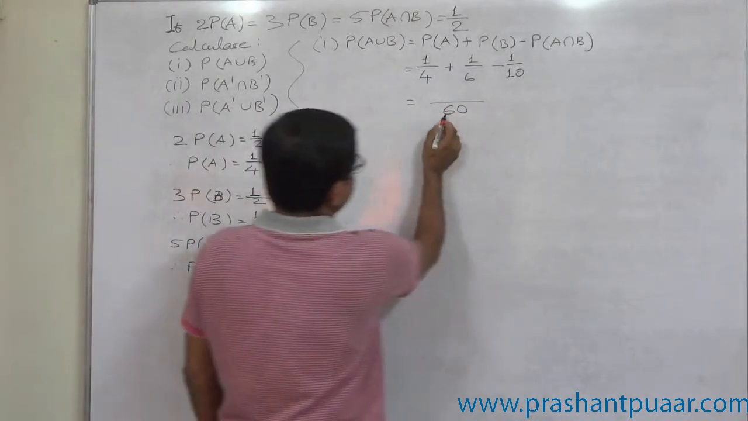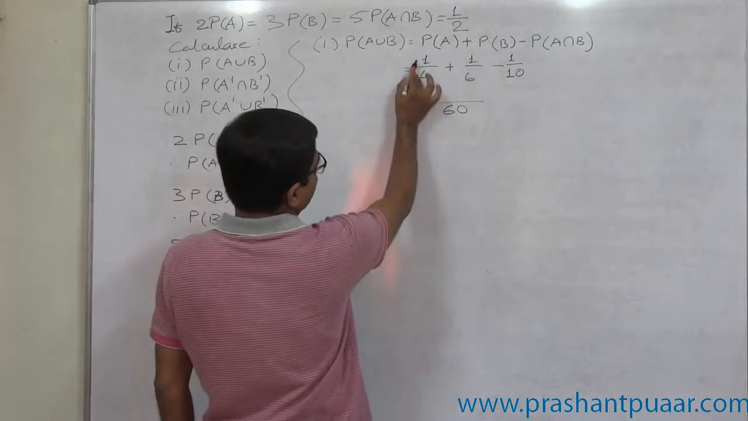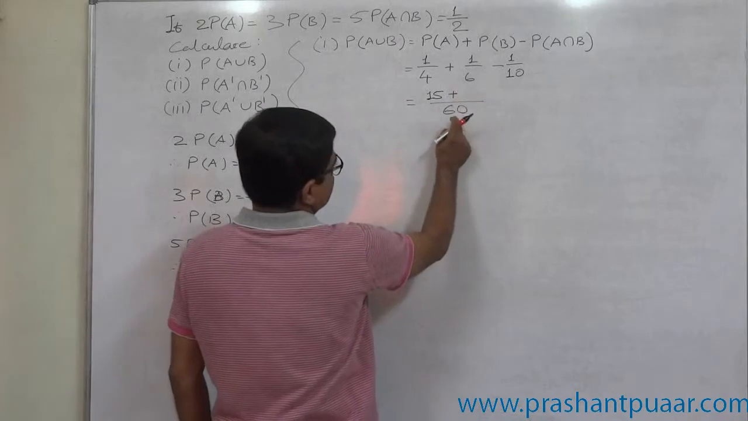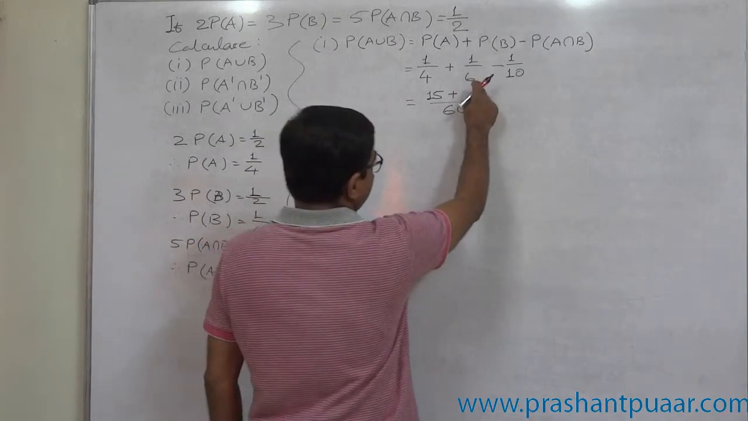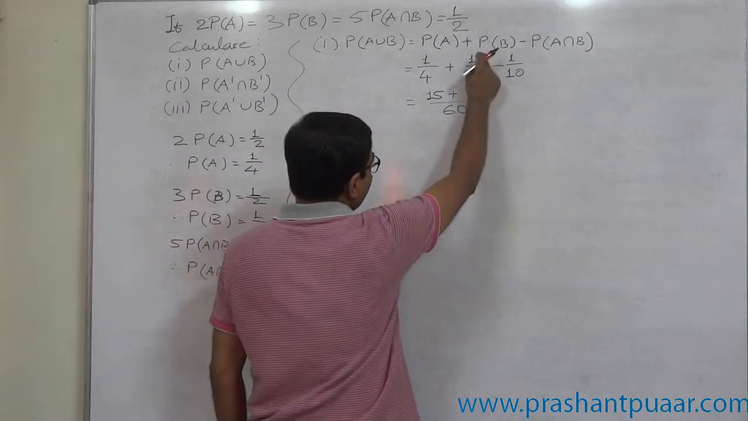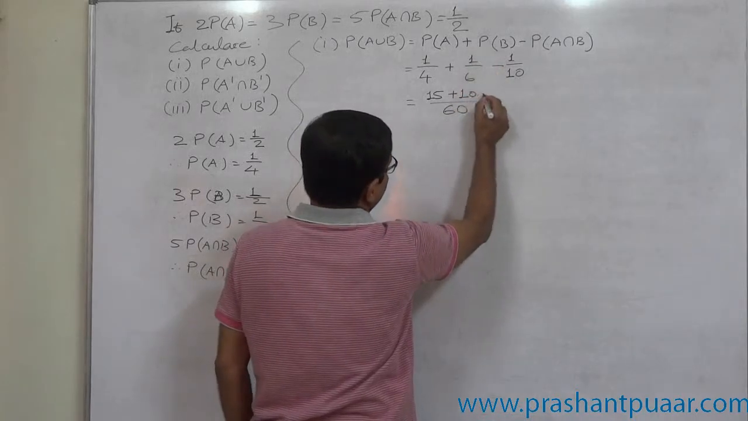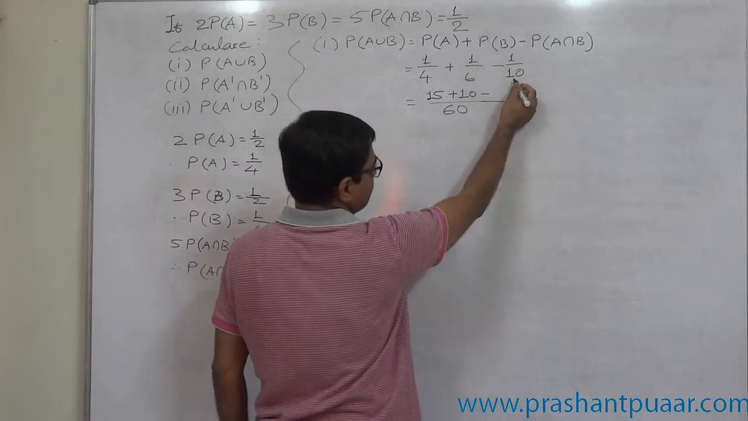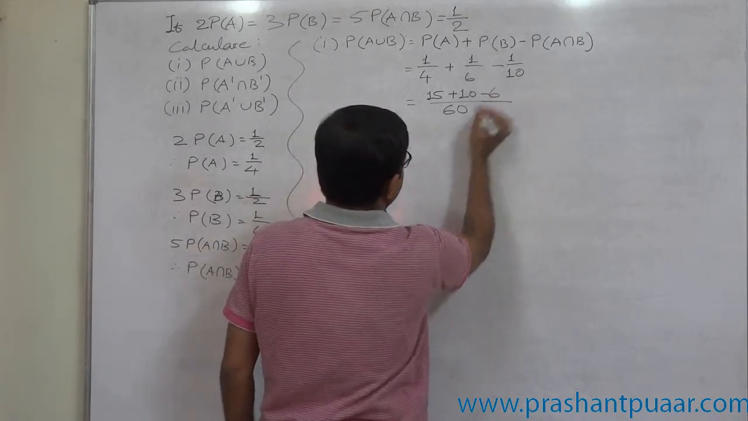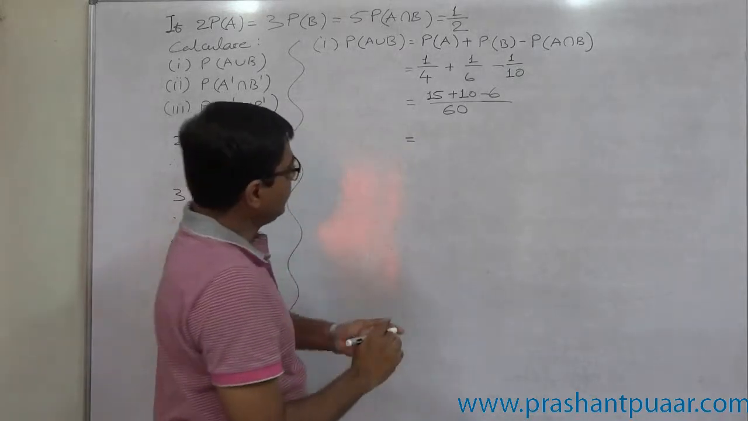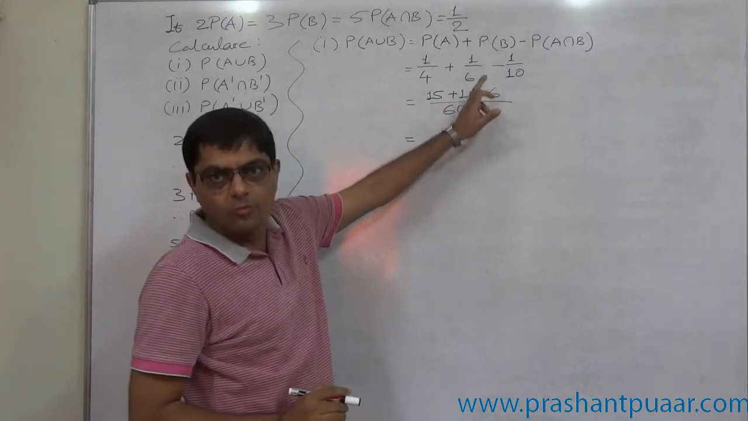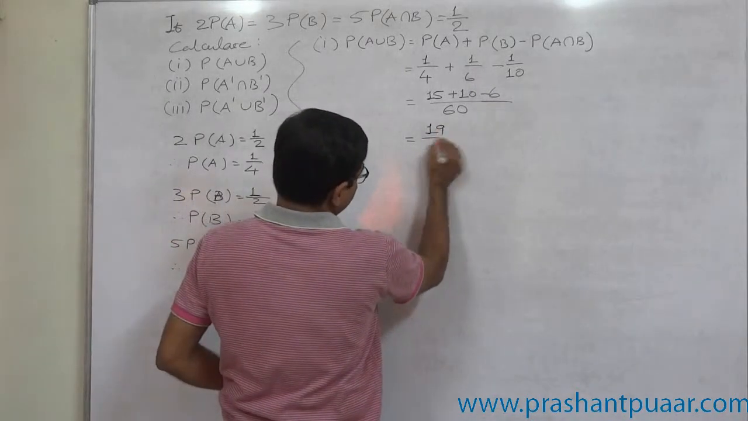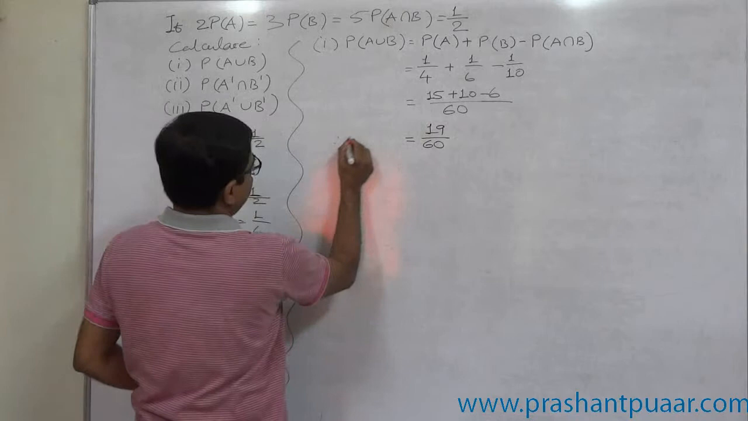60 divided by 4 is 15, into 1. So 15 plus 60 divided by 6 is 10, 10 into 1, 10. Minus 60 divided by 10 means 6, 6 into 1, 6. 15 plus 10 is 25, minus 6 is 19. So it is 19 divided by 60. That is the final answer.